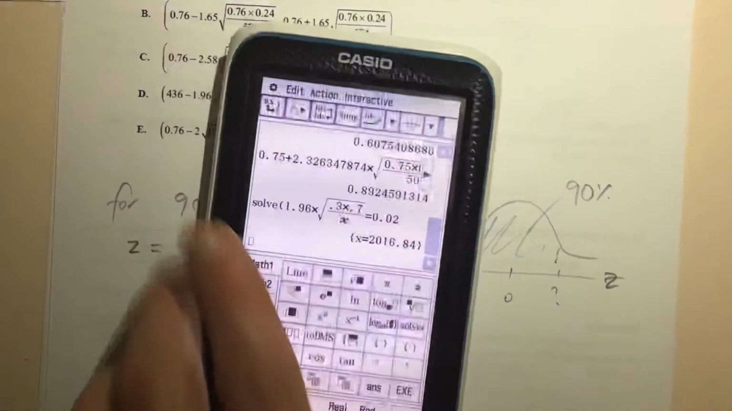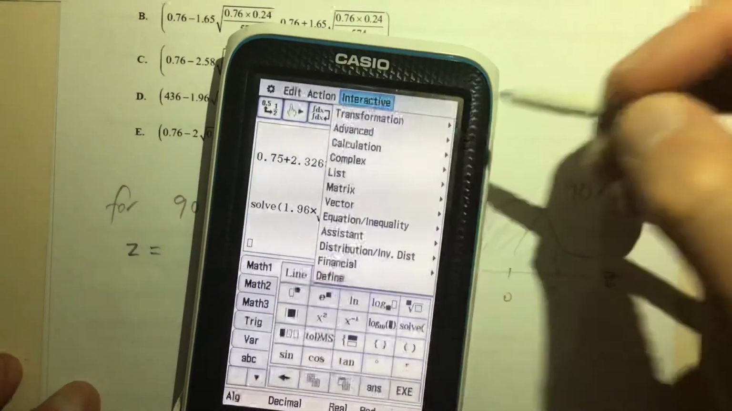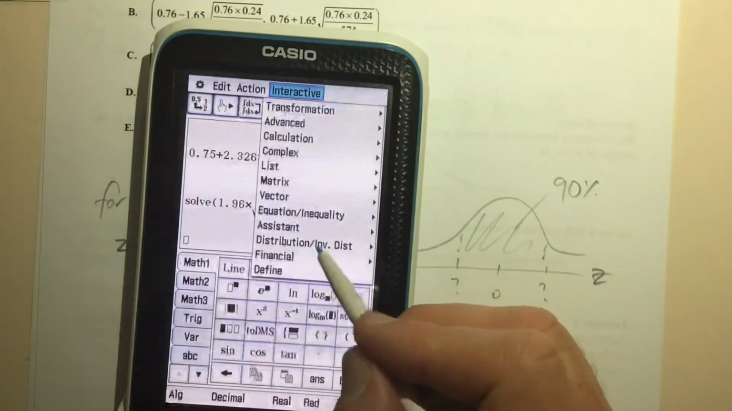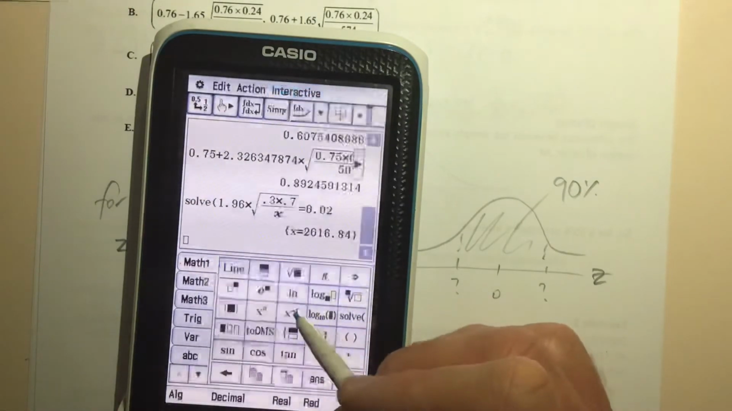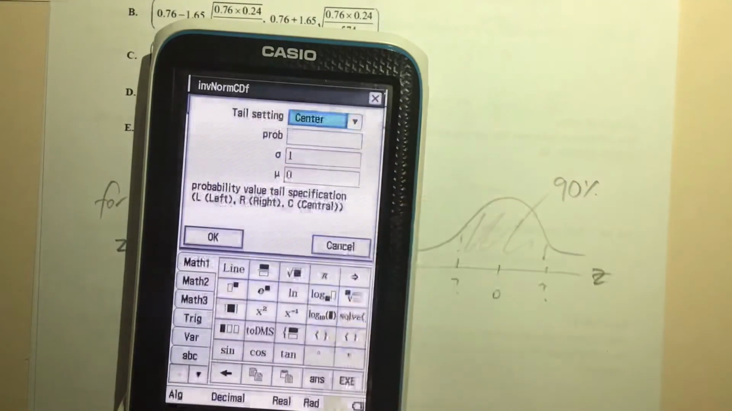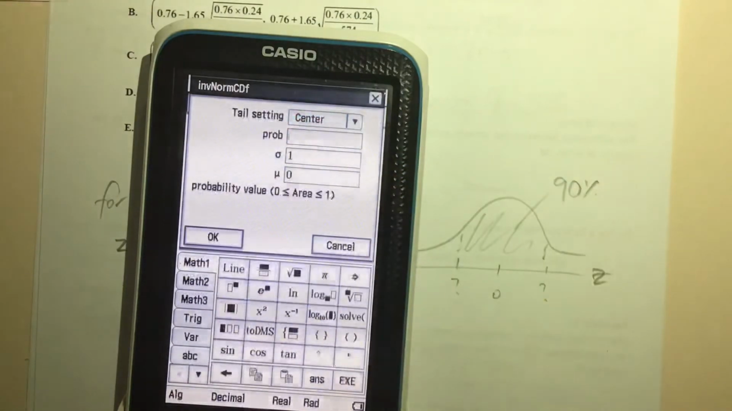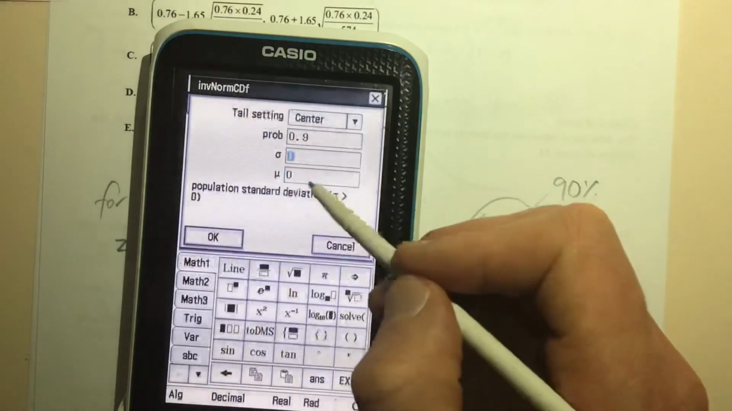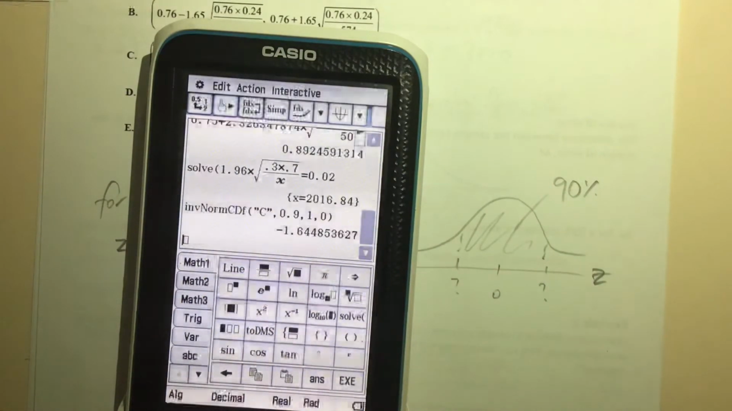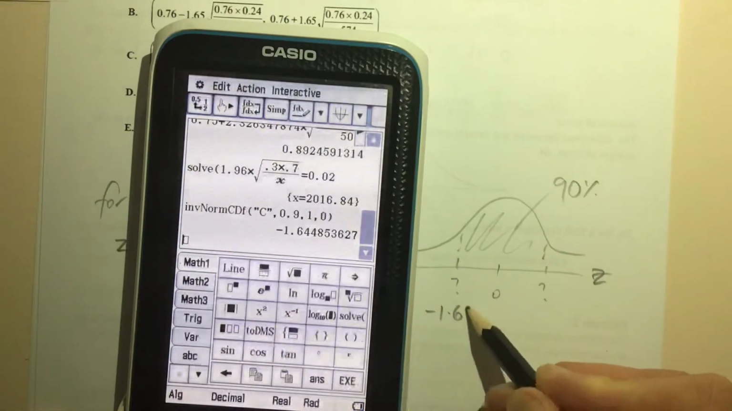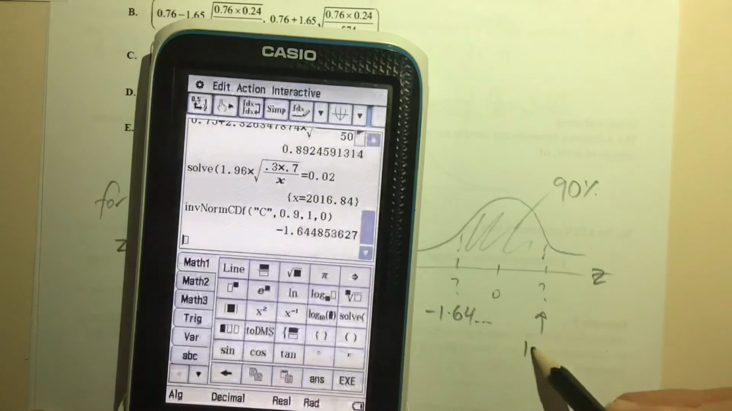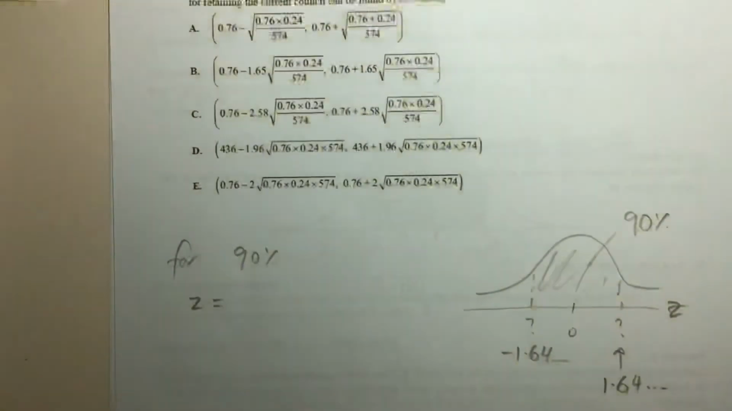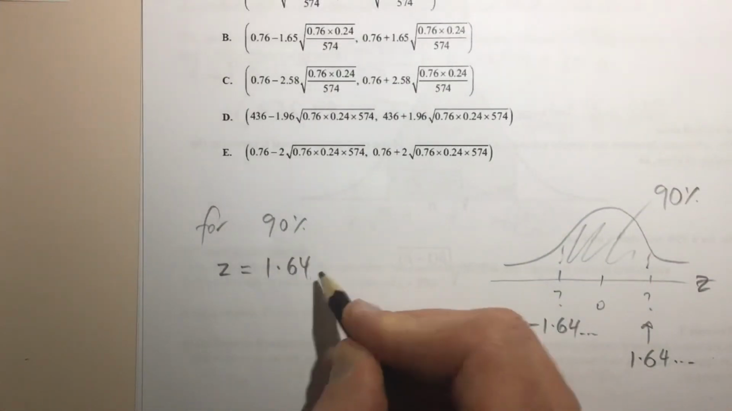And so remember that the way we did that was to use the inverse normal distribution. So distribution, inverse norm CDF, change the tail setting to center because we want the 90% that's in the middle, so 0.9. Z is the standard normal distribution, so you keep the 1 and 0 the same. Okay, and we get negative 1.64, remember it only gives you the left end of the interval, and that would be positive 1.64. So Z is approximately equal to 1.64.